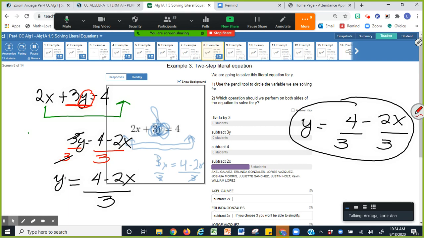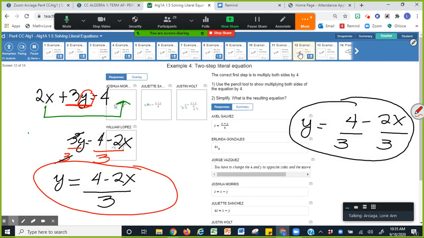Okay. All right. So there you go. So 4 minus 2x, or if you want to separate them, you can also write it in that way. Okay. So that's the third example in this one. And the last example before we move on to our next activity. So I hope this kind of clarifies the lesson a little bit.